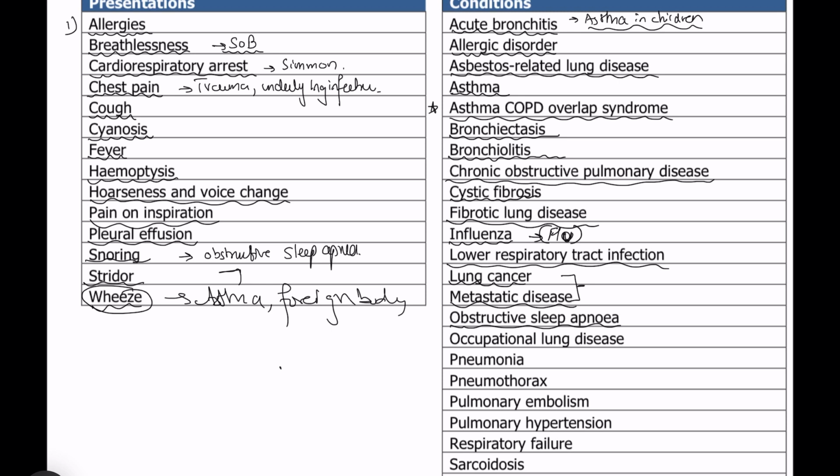Obstructive sleep apnea, the patient will present with snoring or difficulty breathing while sleeping, and the patient will be excessively tired or sleepy throughout the day, and the patient will need to be put on CPAP. Occupational lung disease is associated with workplace lung diseases such as asbestosis and mesothelioma.